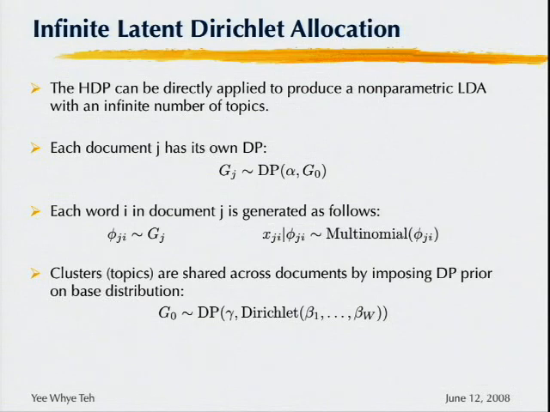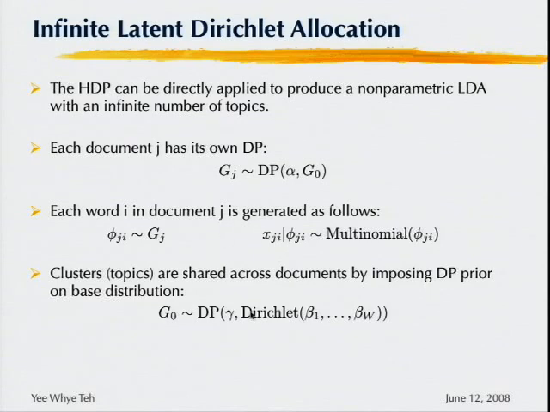Okay. So here, each document has its own Dirichlet process. So for document j, we have a draw G_j from a Dirichlet process with a base distribution of G0. And then for every word in the document now, we're going to first draw a topic from G_j, and then we're going to draw the word given the topic. So this is quite similar to the LDA bit. The difference is that the G_js are draws from Dirichlet processes, so they have an infinite number of atoms. So we actually have an infinite number of topics here.